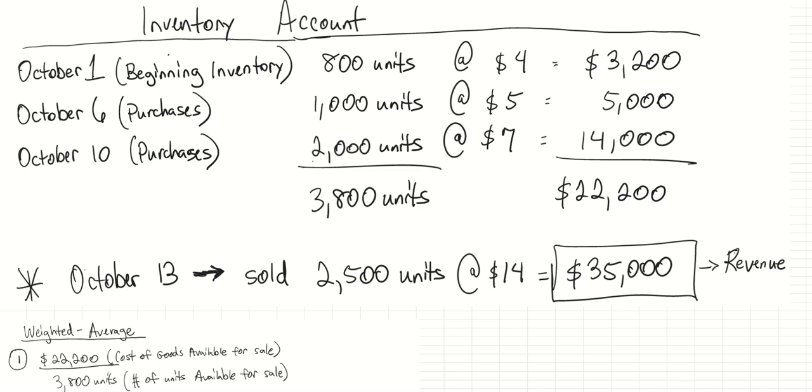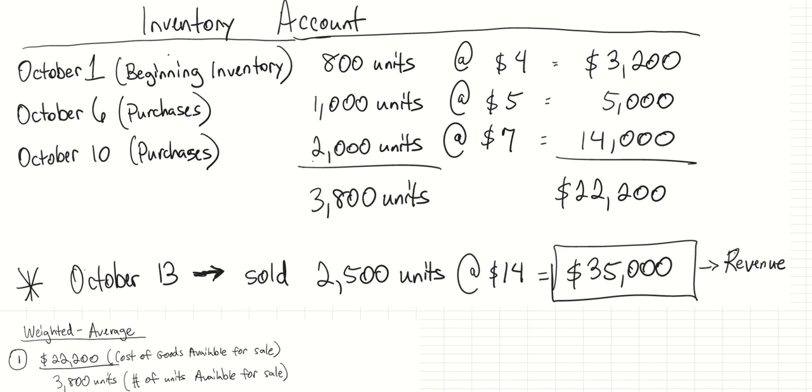Now this brings us to the weighted average method. So this is another inventory costing method that is an assumption method that is used to calculate the cost of goods sold and value the inventory account. As you can see here, this is the same scenario that is used when determining the cost of goods sold and also valuing the inventory balance under the FIFO and LIFO method.